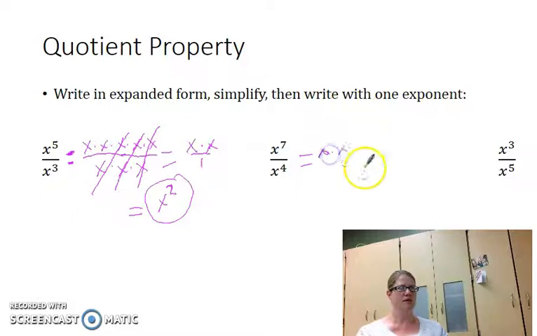All right, on this one I have 7 x's on the top. 1, 2, 3, 4, 5, 6, 7. So I've got 7 on the top. On the bottom I have 4.